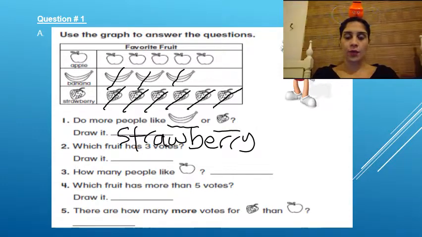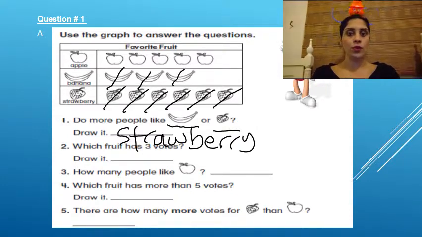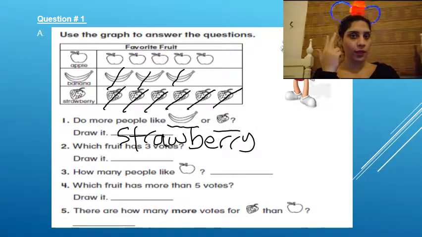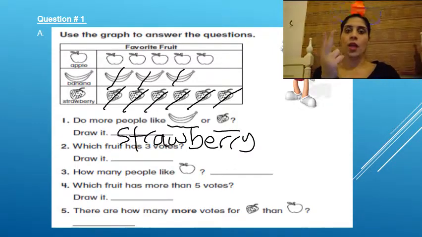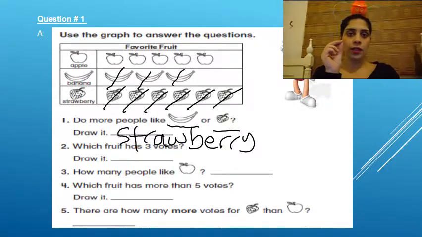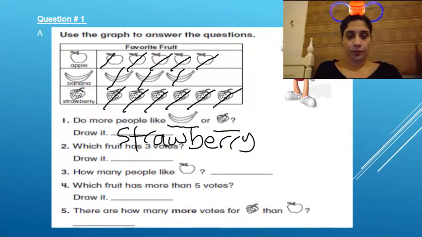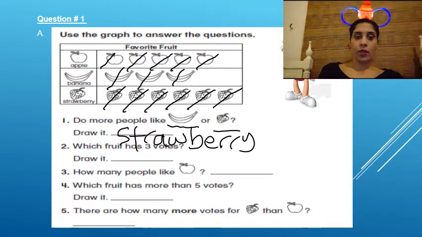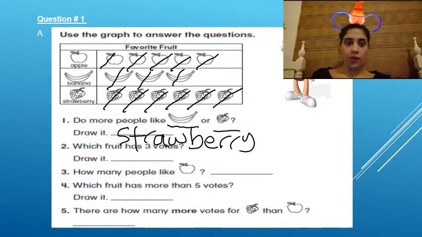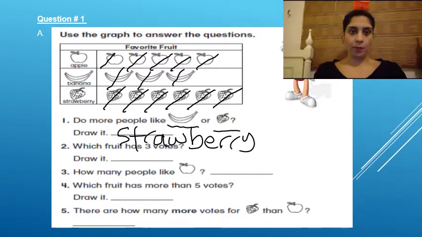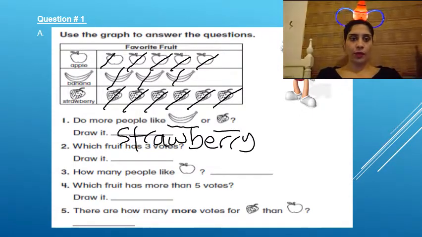Which fruit has 3 votes? In order to know which fruit has three and only 3 votes, we have to count only the objects that have 3. Okay, now let's try to count the apples. 1, 2, 3, 4, 5. Do apples have more than 3 votes? There are more than 3, so apple alone doesn't have 3 votes.